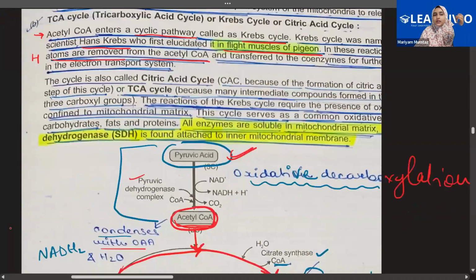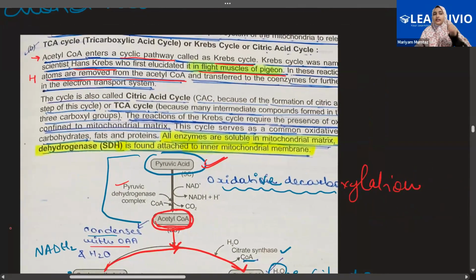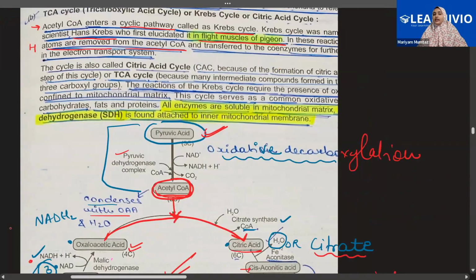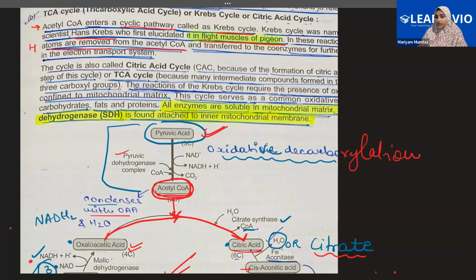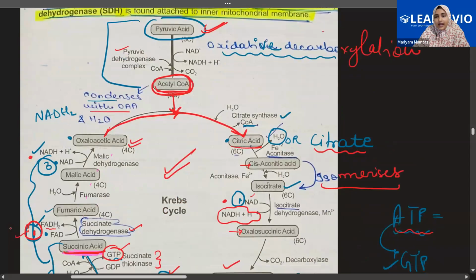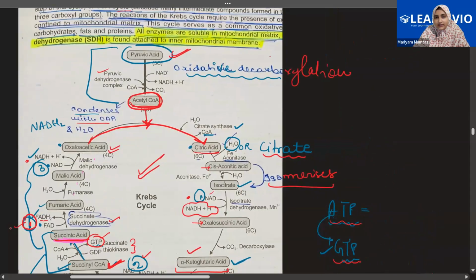Now, talking about this particular cycle, the cycle is also called the citric acid cycle, because we know that the first formed product is citric acid. Or the tricarboxylic acid cycle, because all of the compounds have 3 carboxyl groups in them, right? We saw that. All right. Now see, what actually happens in this particular cycle?